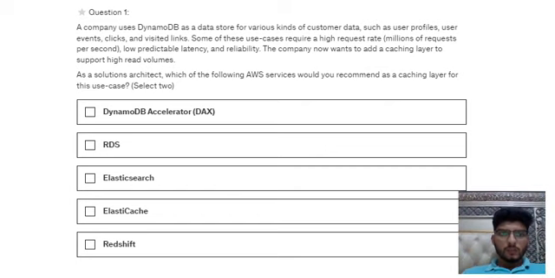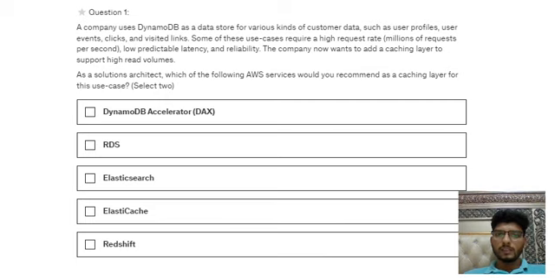Yeah, so question one. A company uses DynamoDB as a data source for various kinds of customer data, such as user profiles, user events, clicks and visitor links. Some of these use cases require a high read rate, low predictable latency and reliability. The company now wants to add caching layers to support high read volumes. As a cloud architect, which of the following AWS services would you recommend as a caching layer for this use case? So we have to select two options below as the answer.